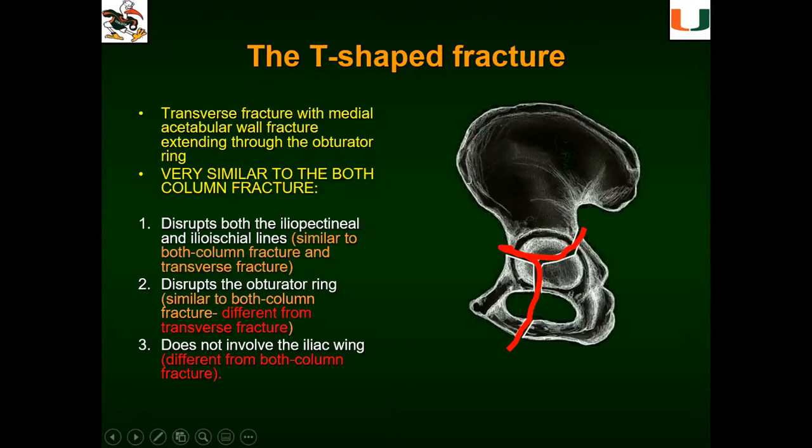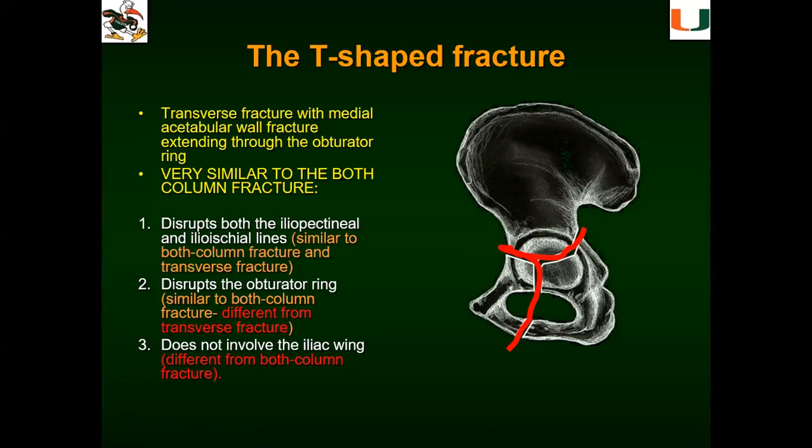The T-shaped fracture can be challenging, but it shouldn't be, because all that you're dealing with here is relative preservation of the iliac wing. You will have disruption of the iliopectineal and ilioischial line. But in addition to that, you'll have a vertical fracture component that goes through the obturator ring. So it will disrupt the ilioischial and iliopectineal line, similar to what you see in a both column fracture and in a transverse fracture. You will have disruption of the obturator ring, similar to a both column fracture, but different from that of a transverse fracture.